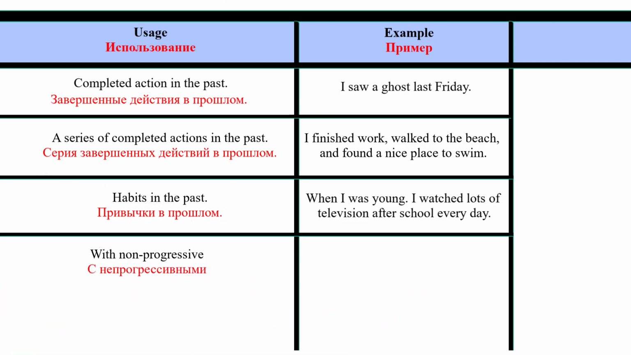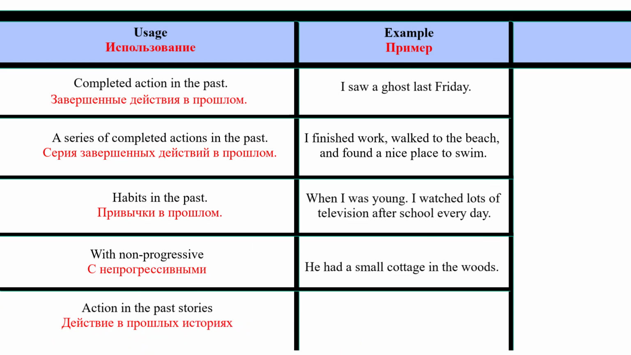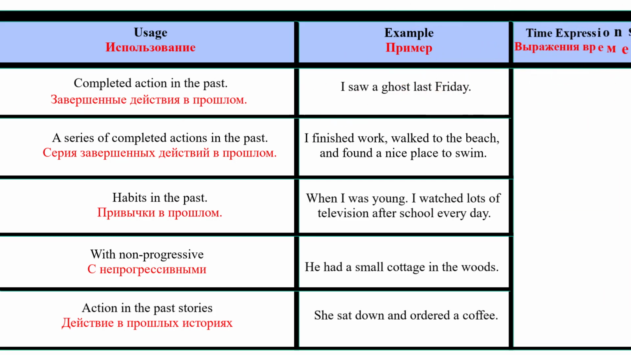With non-progressive verbs: he had a small cottage in the woods. Action in the past stories: she sat down and ordered a coffee. Time expressions. Yesterday, ago, last month, last week, last year, in 2003.